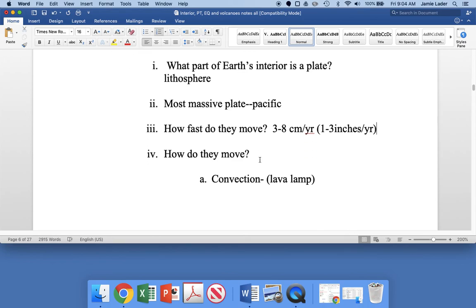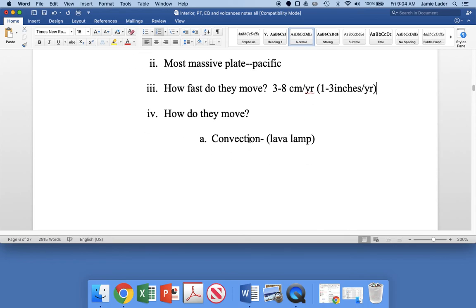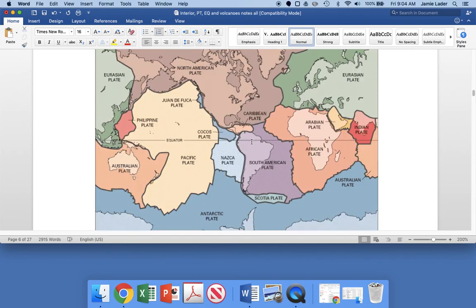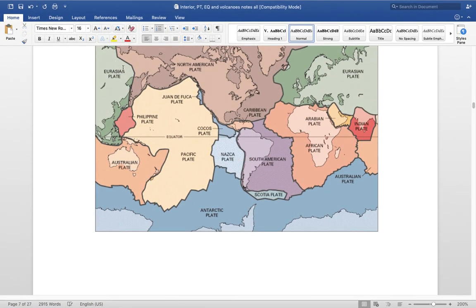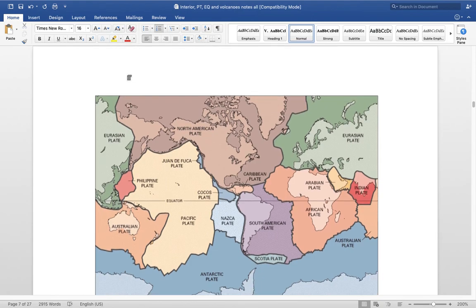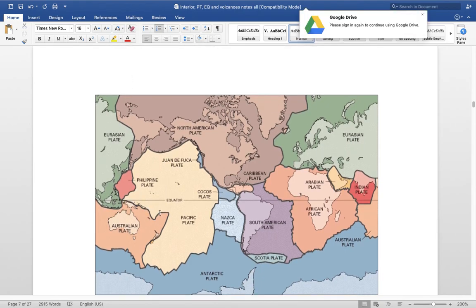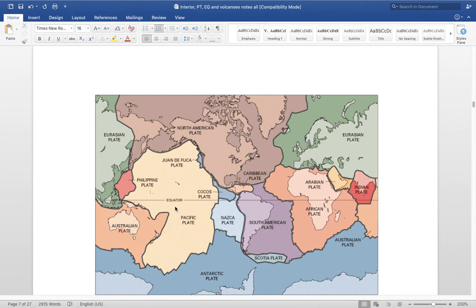And how do they move? They move by convection, and we'll get to that later. This is an illustration that shows you all of Earth's plates. Every single line you see here is called a plate boundary. The plate boundaries are where one plate begins and one plate ends. This plate boundary represents where the Pacific plate meets the Australian plate. And this is a really important boundary right here. This is the Pacific plate out here, and this boundary line is where the Pacific plate meets the North American plate.